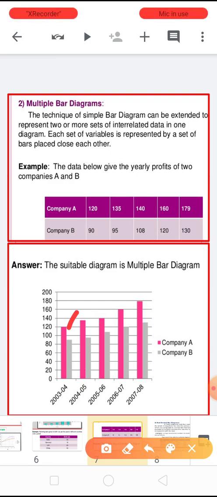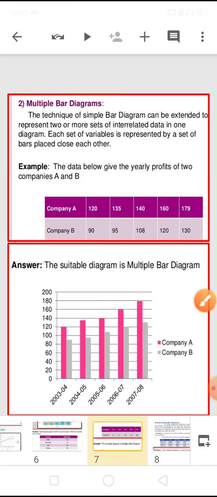So it simultaneously shows two sets of data at the same time. I mean, in the year 2003-4, the profit of both the companies is shown simultaneously, and so on. So this kind of presentation of data is known as the multiple bar diagram. Next we are moving on to the next variety of diagram presentation.